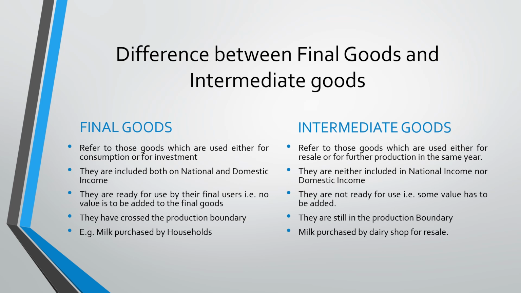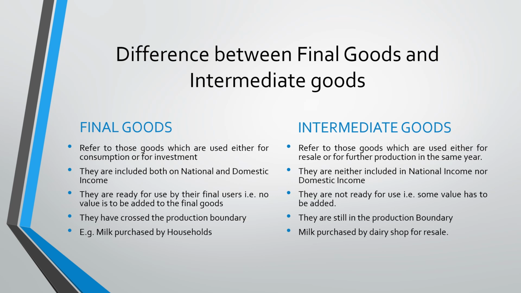Final goods are included both in national income and domestic income, while intermediate goods are not included in either of them. Why are they not included? Because then it will lead to duplication. When final goods are produced, we add up the value of the raw material also. So intermediate goods are not included, but final goods are included.